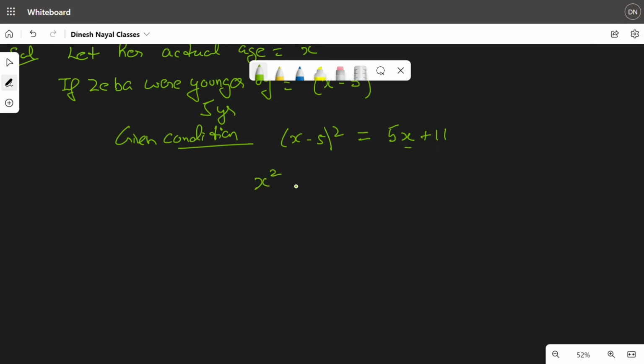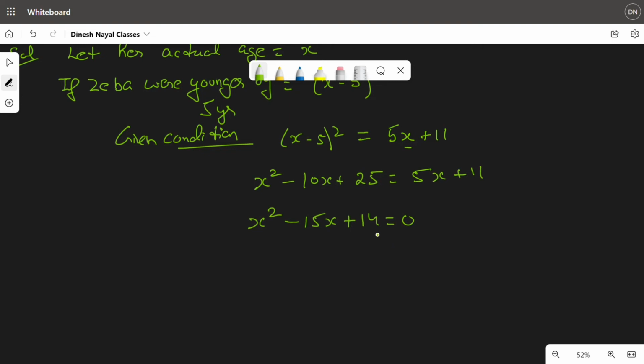Opening the bracket first, this will be x square minus 10x plus 25, applying (a minus b) whole square identity, equals 5x plus 11. Now taking all these towards the left hand side, this will be x square minus 10x minus x minus 5x is minus 15x. 25 minus 11 is 14, plus 14 equals 0. Now we can do this by splitting the middle term.